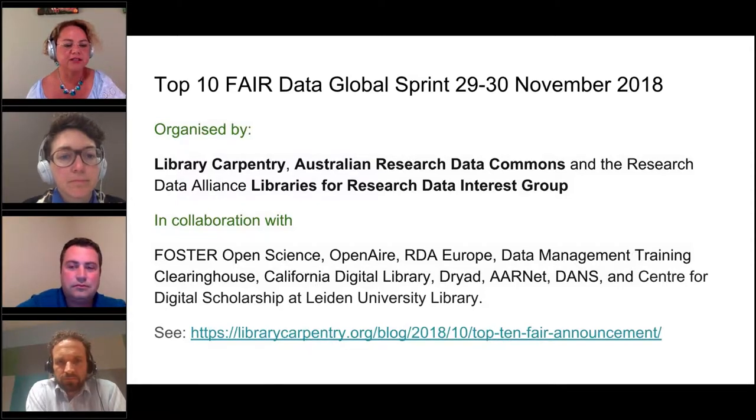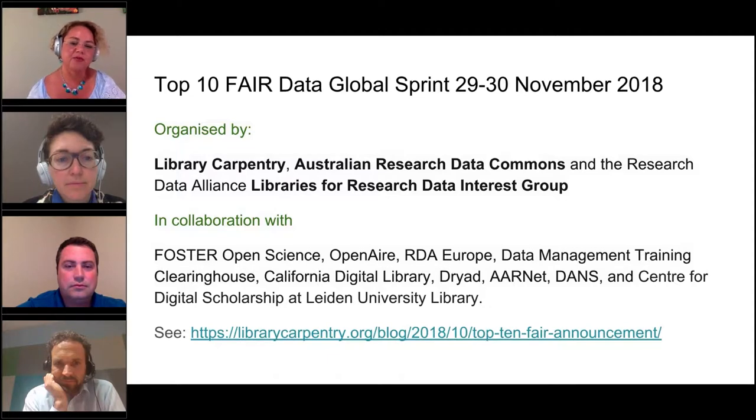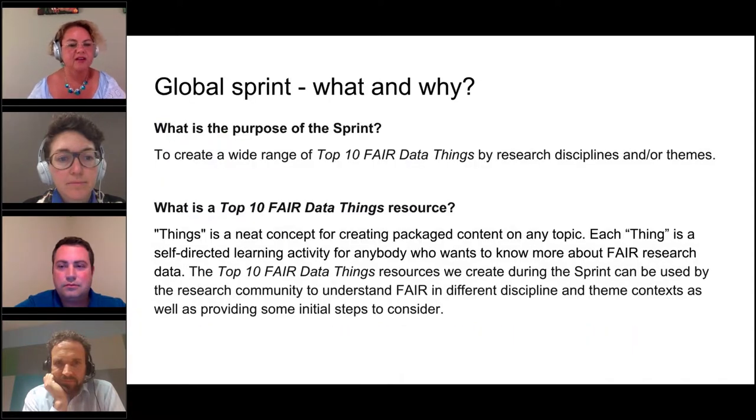So we've organised this sprint in collaboration with a number of global partners: FOSTER Open Science, OpenAIRE, the Research Data Alliance in Europe, the Data Management Training Clearinghouse, which comes out of ESIP, the California Digital Library, the Dryad Repository, RNET, DANCE, and the Centre for Digital Scholarship at Leiden University Library. And if you want to get an overview of the sprint, there's a link there to the Library Carpentry blog where the sprint was announced.